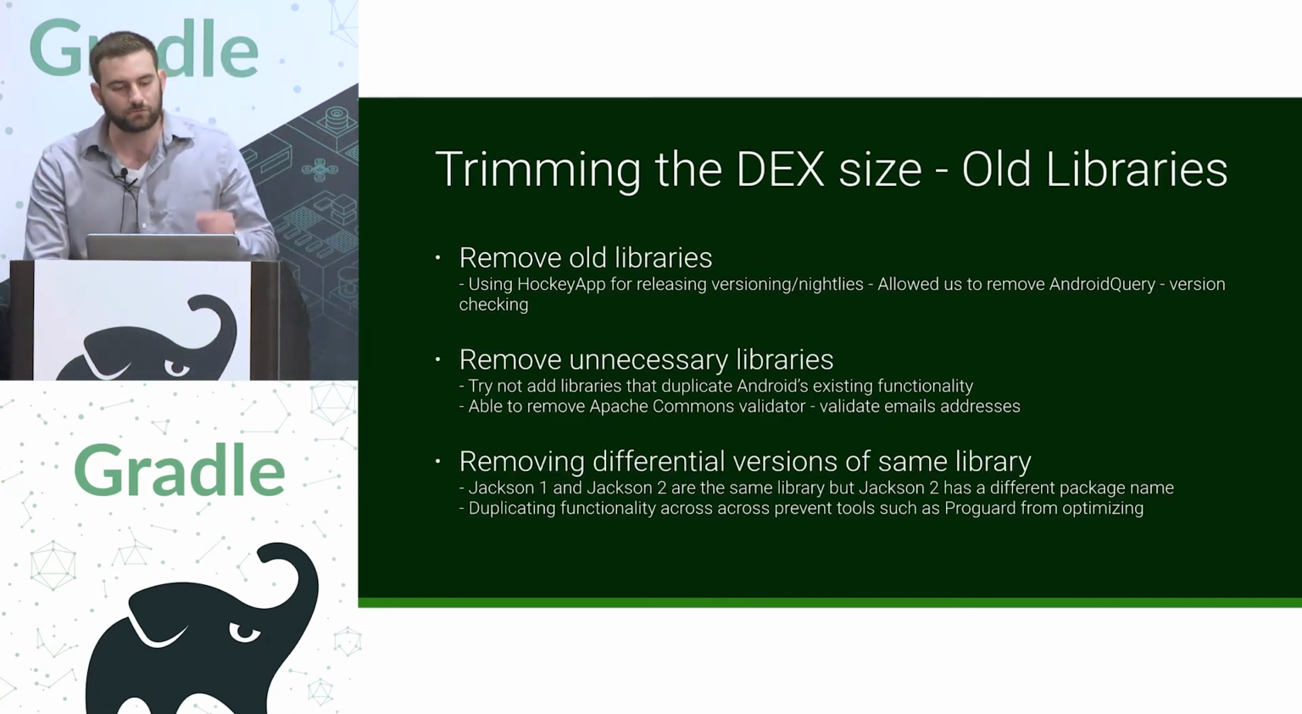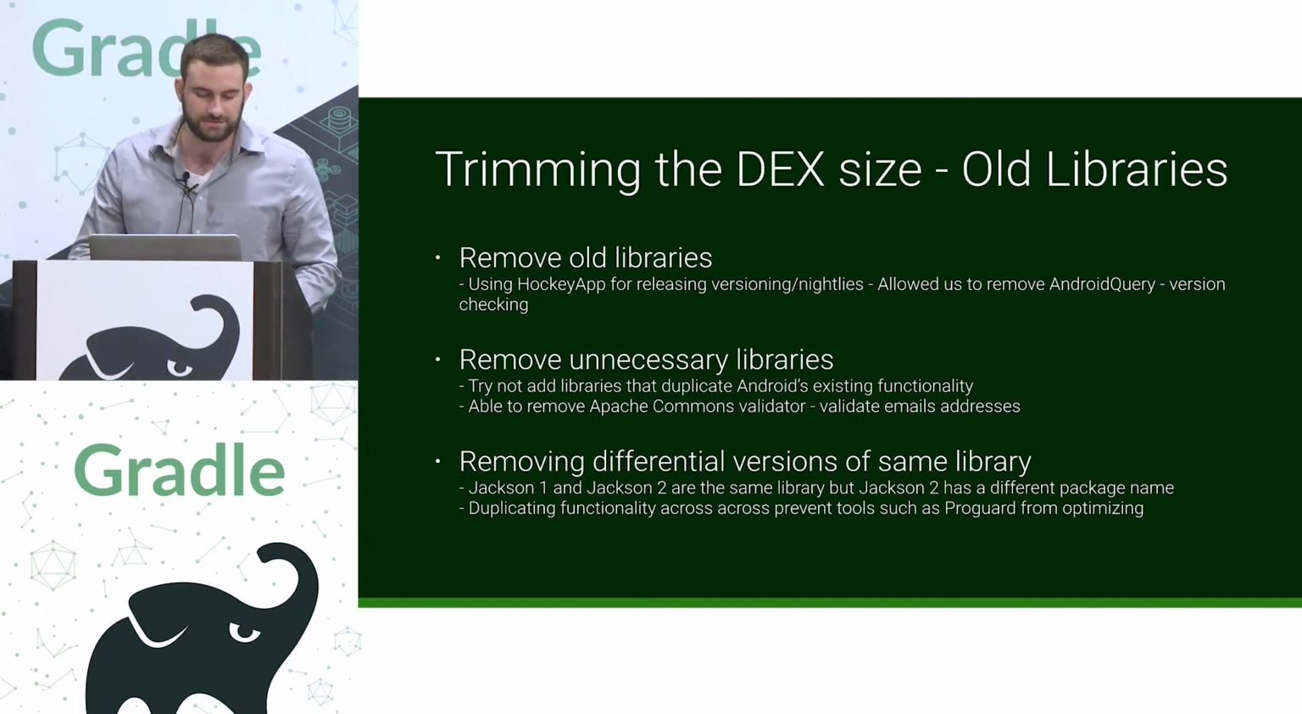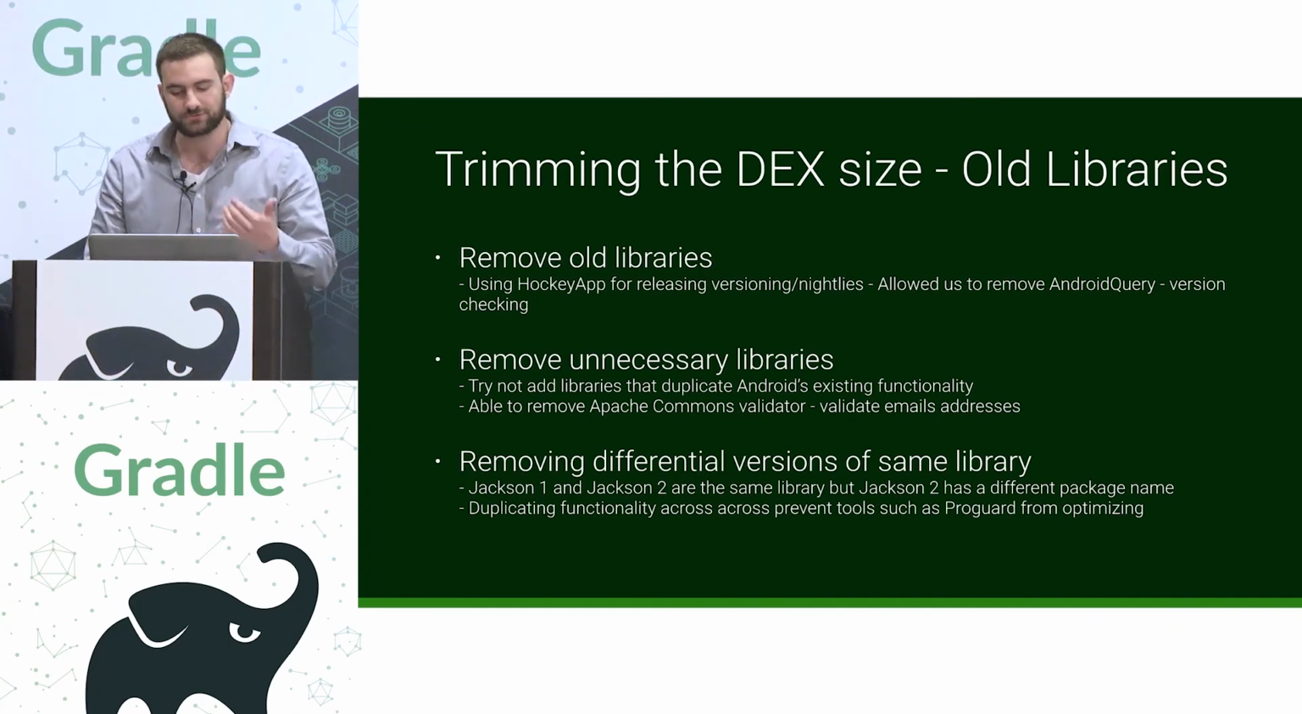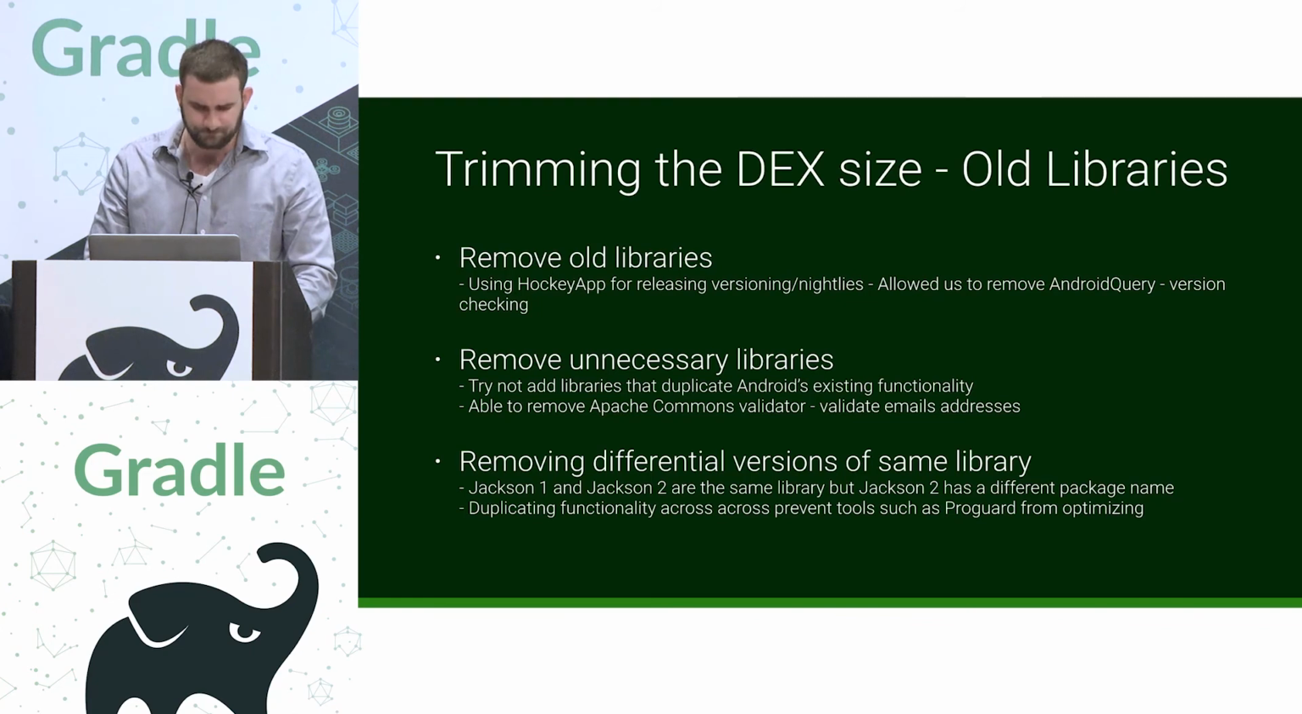Stepping forward, removing old libraries. This is kind of a big one and a very interesting one. We also found another library called Android Query that just did version checking, which we actually roll all of our apps through, nightlies at least, through HockeyApp. And so we were actually able to remove this one quite simply.